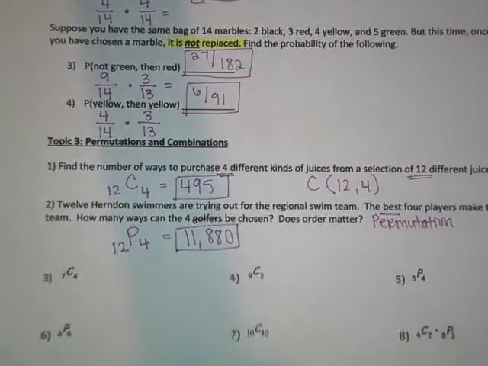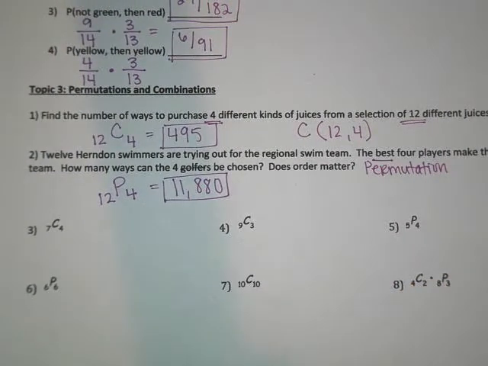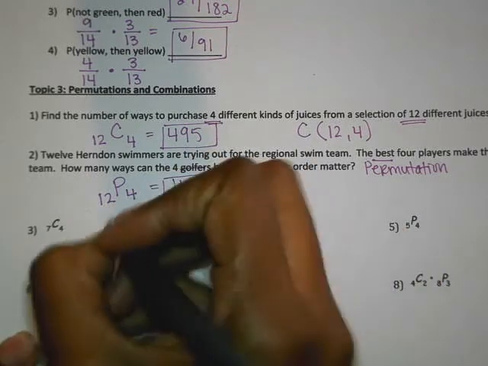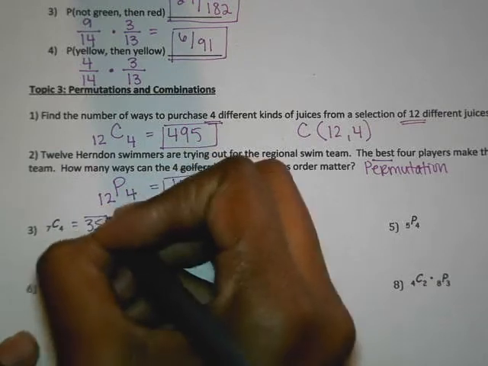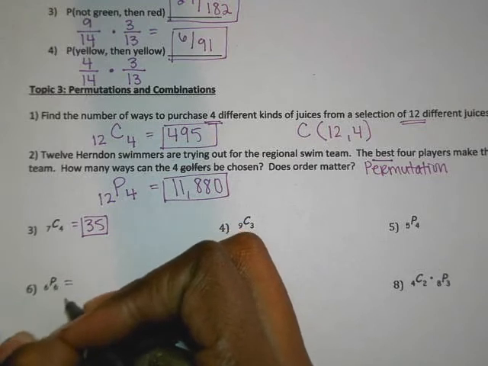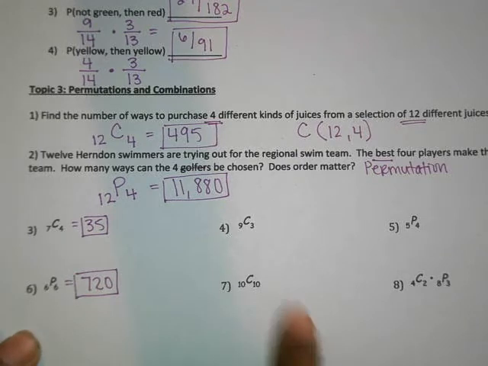All right, so this last part here is just you practicing. So you can do this on your own, but we can use our Desmos, and if you do 7C4, you should get 35. And if you do number 6, 6P6, you should get 720. To complete your notes, I want you guys to do these 4 on your own. Make sure that you put those answers on your notes so I can see it once you turn it in.